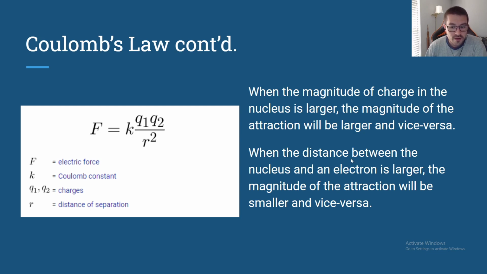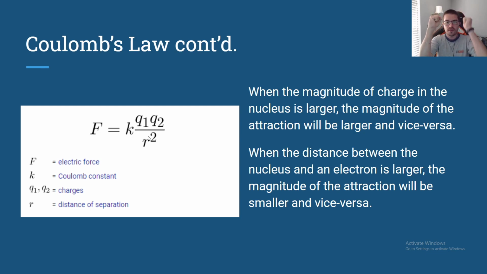On the flip side, let's talk about the distance here, right? When the distance between the nucleus and electron is larger, okay, the magnitude of the attraction is going to be smaller, right? And that is because this factor here, R, or R squared, is in the denominator, right? And you guys probably understand this, right?